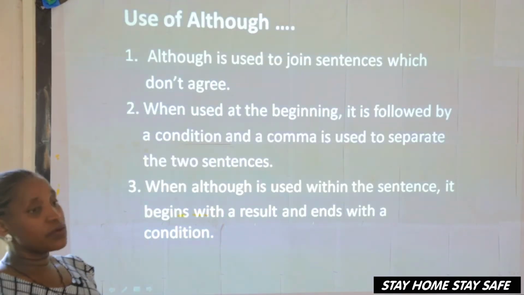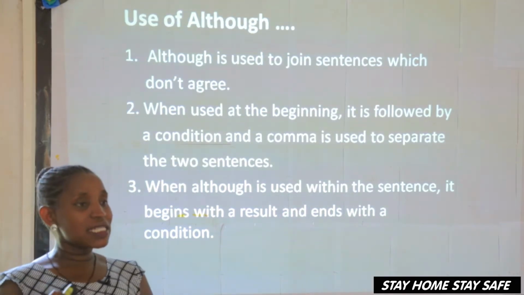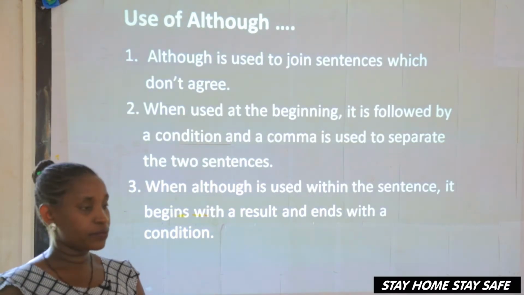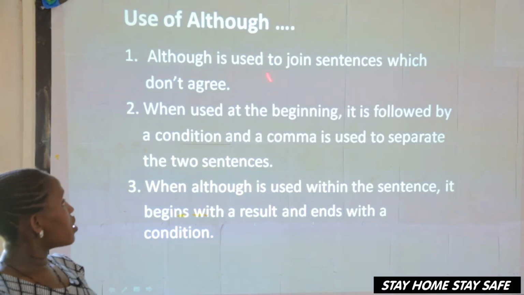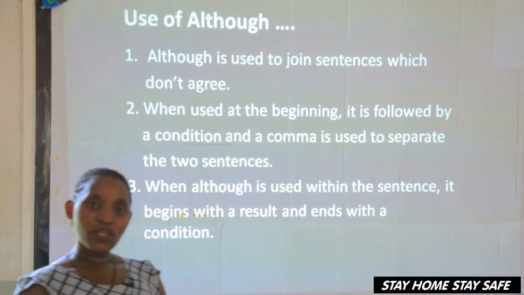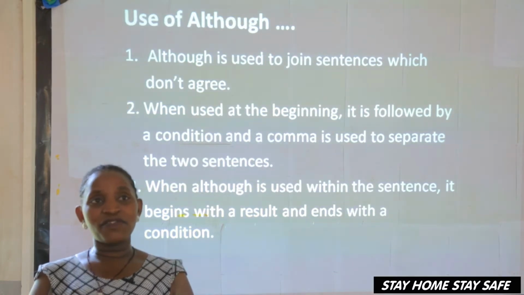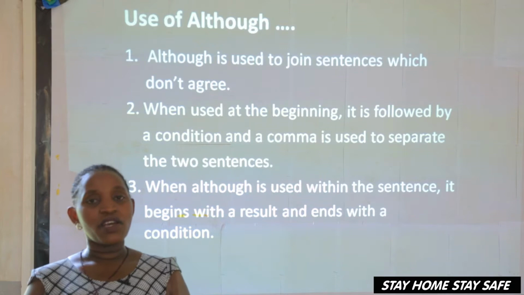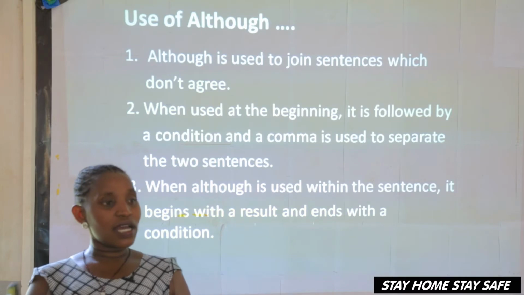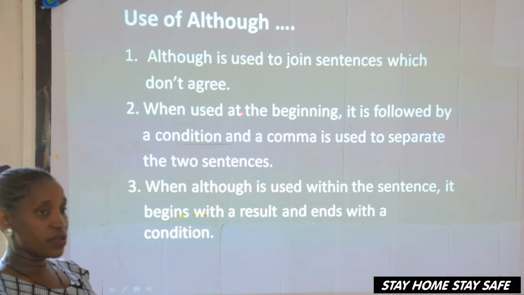So, we are going to look at the use of although. How do you use although in sentences as an example of a subordinating conjunction? So we say, although is used to join sentences which do not agree, they contrast. They give different meaning. What you expect of something is not what you get. So that is when we are using although. Sentences that do not agree.